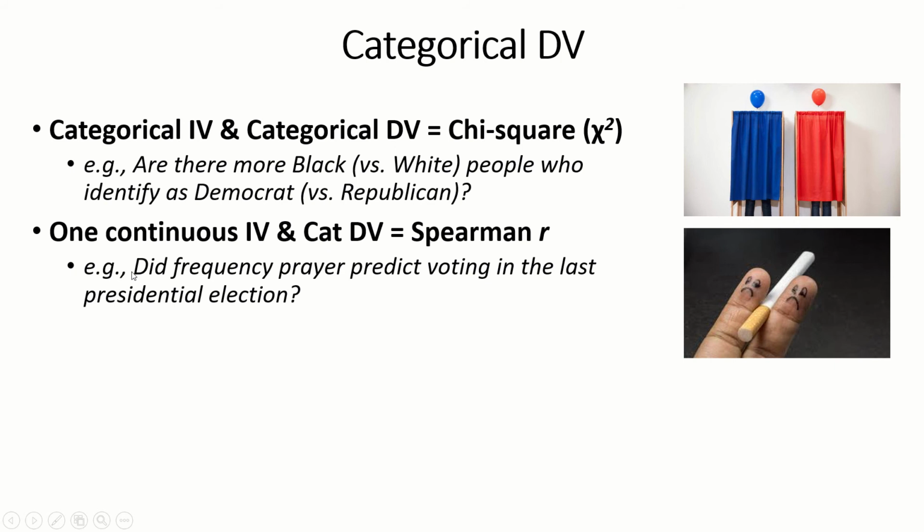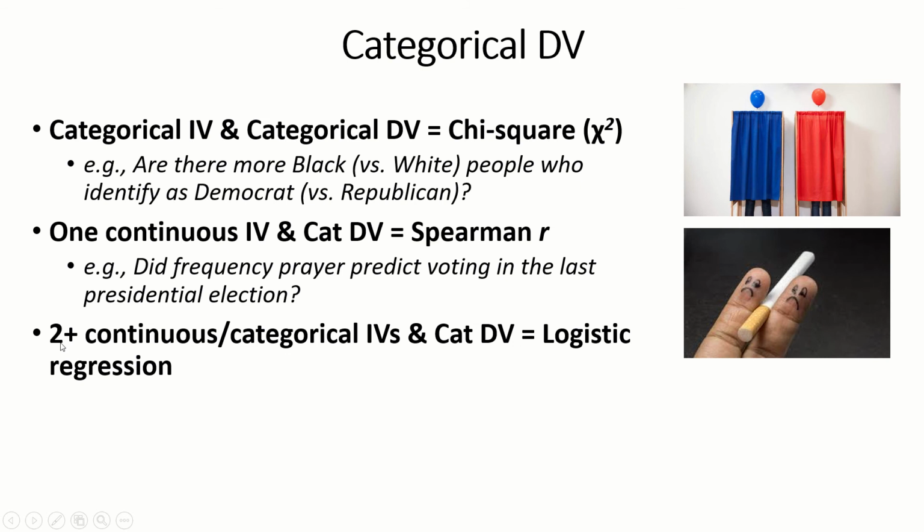So if you're asked a question, does frequency of prayer predict voting in the last presidential election? This is a case where you use Spearman's R because frequency of prayer would be continuous, and then voting in the last presidential election would be a yes or no question. Did you vote? Did you not? Right. So we would use Spearman's R in that case.